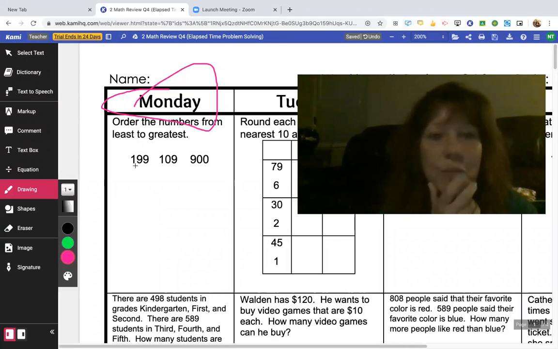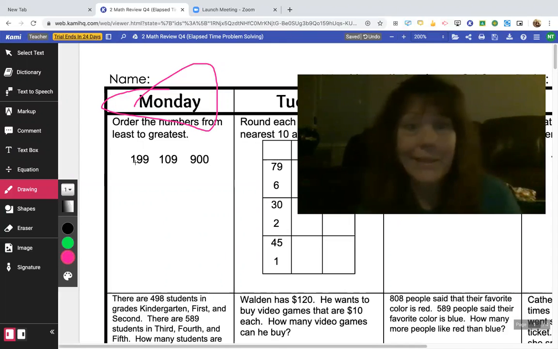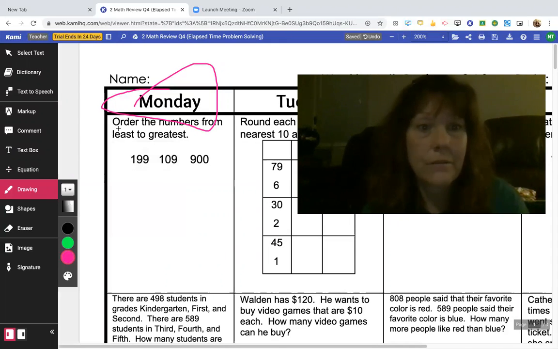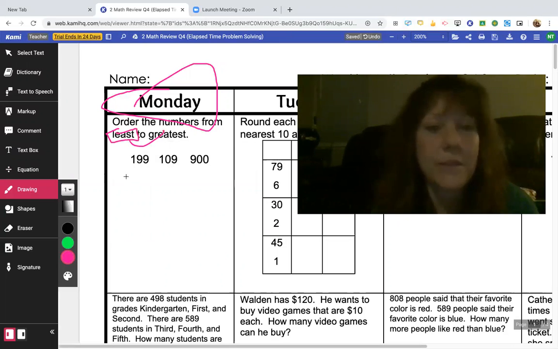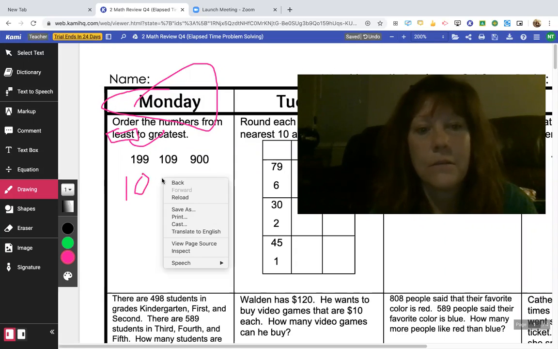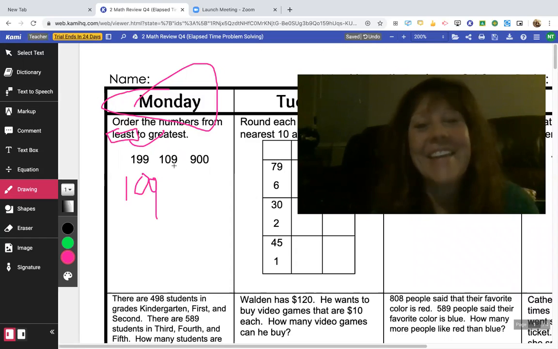So ordering the numbers from least to greatest. Least is a keyword, right? So I would box that in. And we're going to the greatest. So the smallest number would be 109. Next would be 199. And greatest would be 900.